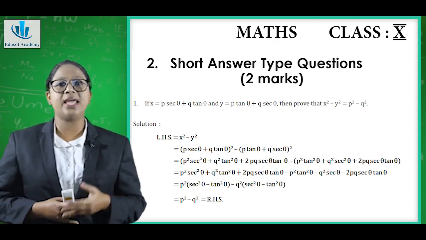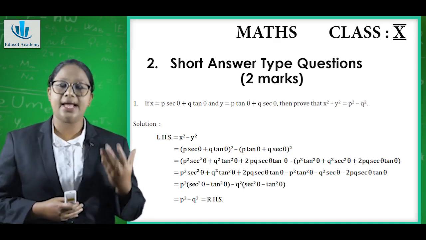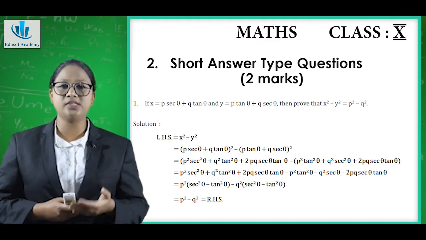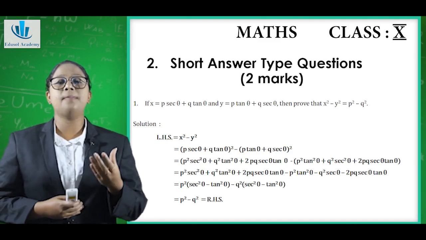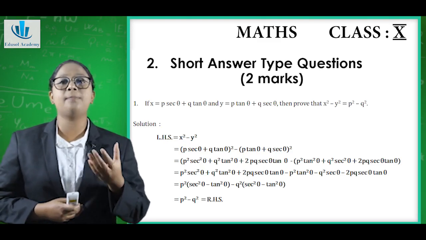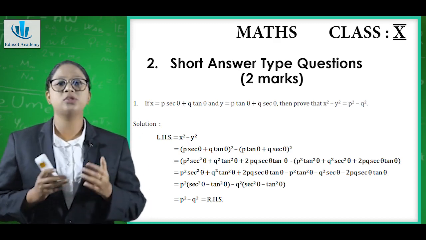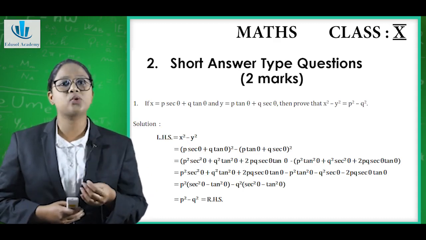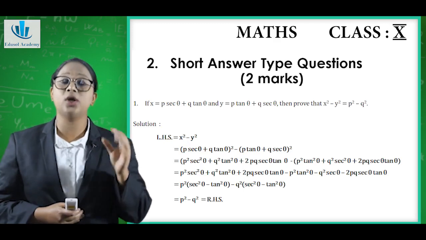Now we shall begin with x square minus y square because we are directly given x is equal to something and y is equal to something. So x square minus y square will be equal to, x is equal to P sec theta plus Q tan theta. So x square will be P sec theta plus Q tan theta the whole square. Always remember whole square, not individual square. Now similarly, y square will be equal to P tan theta plus Q sec theta the whole square.